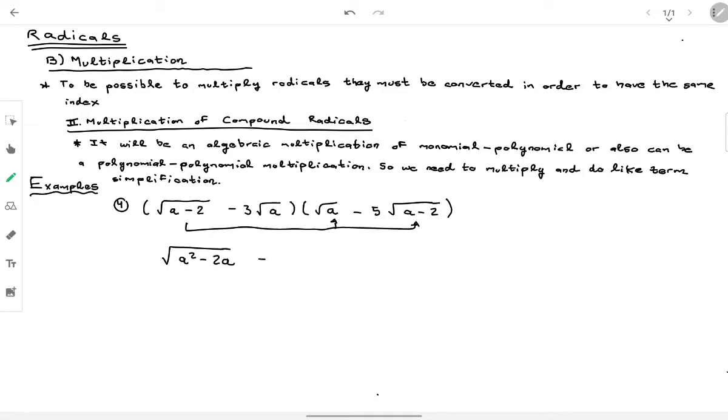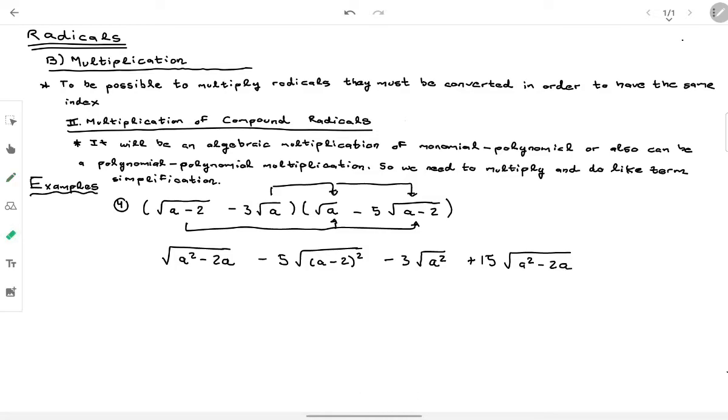So it's going to be minus 5. What will happen here? It's going to be a minus 2 multiplied by a minus 2. So it's going to be like having a minus 2, all of it squared. Then it's going to be this one times this one. It's going to be minus 3 that multiplies the square root of a squared. And finally times this one. It's going to be minus multiplied by minus, it's plus 15, the square root of a squared minus 2a.